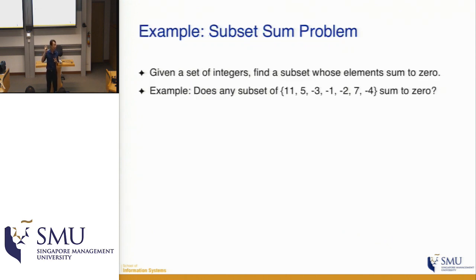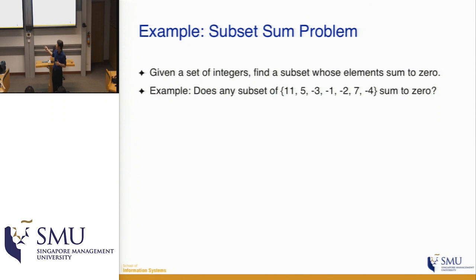So let's say you're given another problem, which is what we call the subset sum problem. The idea is that you are given a set of numbers, and we want to know, is there a subset of them that, if we sum them together, you're going to get 0? Now, the brute force way is that we're going to try all possible subsets, right?